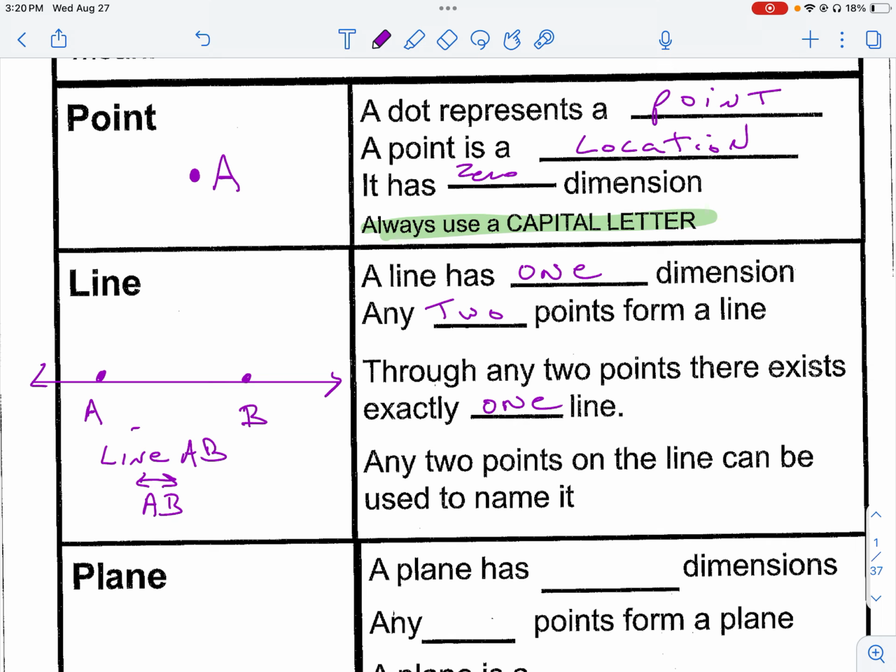The arrows are very important. The line stretches forever to infinity in both directions. And we need to differentiate between a line and other stuff that we'll talk about a little later. Well, in addition to using any 2 points on the line to name it, we could use a lowercase letter like this L, and we could name it line L. All are valid legal ways to name a line so we know what object we're working with.